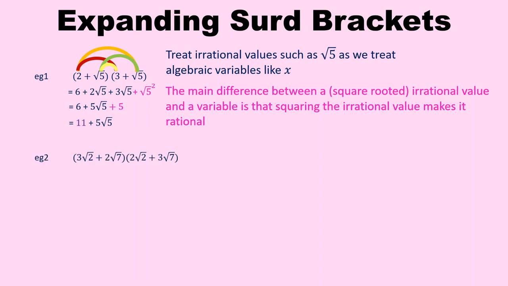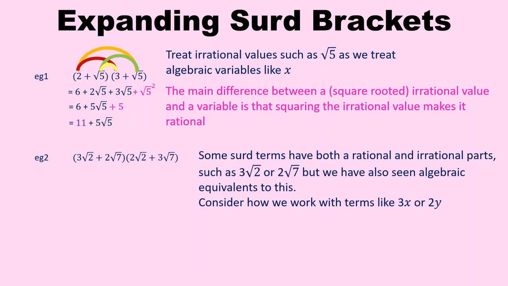Here's another example. It's a slightly more challenging one because I've got 2 irrational values inside each of these brackets, and each of those irrational terms involve a rational and irrational part. But this shouldn't be too difficult for you because you've already worked with algebraic terms, which consist of both numbers and variables. For example, 3x or 2y.